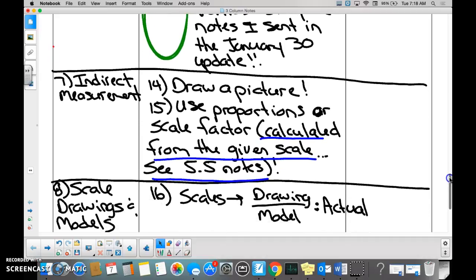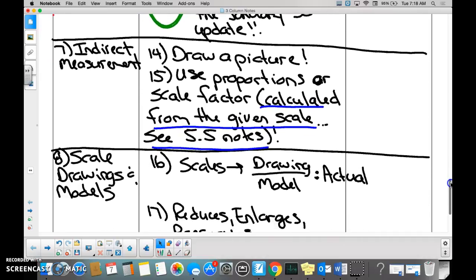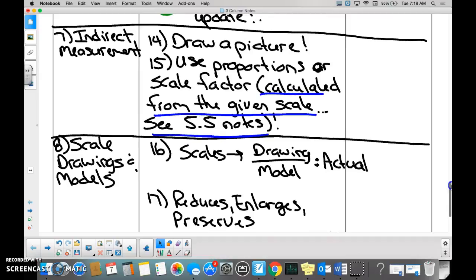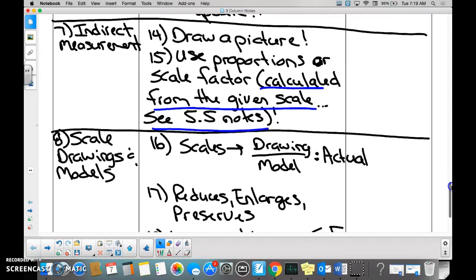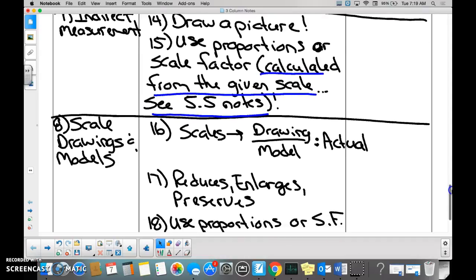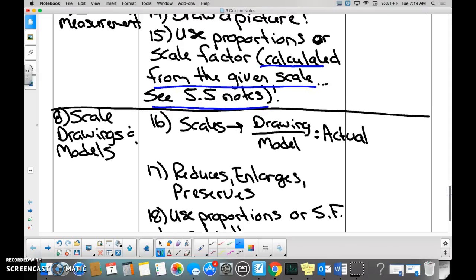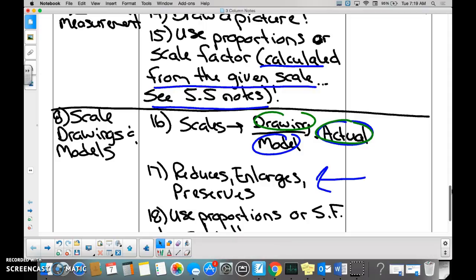Number 8, scales. Remember, the first thing you're given is the drawing dimension. The second thing is the actual. So scales go from drawing to actual. If it's not a drawing, it goes from the model to the actual. So this is not drawing divided by model. Drawing and models basically are the same thing. They're the representations. Just trying to explain to you that it is the model to the actual, or it is the drawing to the actual. Very important that you know that, especially when it comes to reducing, enlarging, and preserving questions like we had in our 5.8 homework.